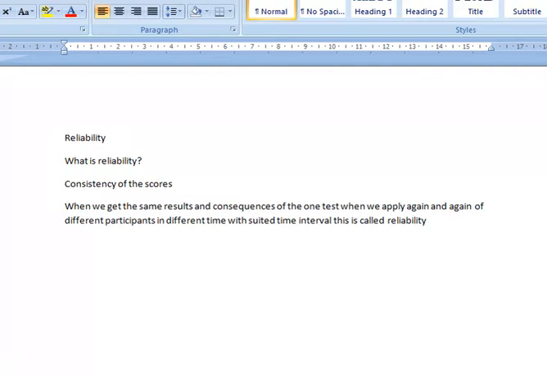When we get consistent results or consequences again and again by applying the same test, it is called reliability. There are two major types of reliability.